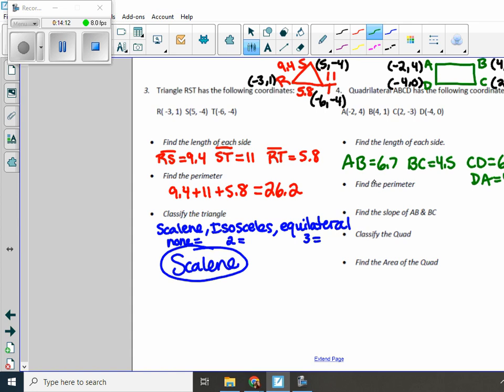Okay, so if you know opposite sides are equal, they're not all equal to each other, but what kind of shape is this? If these 2 sides are equal and these 2 sides are equal? Rectangle.